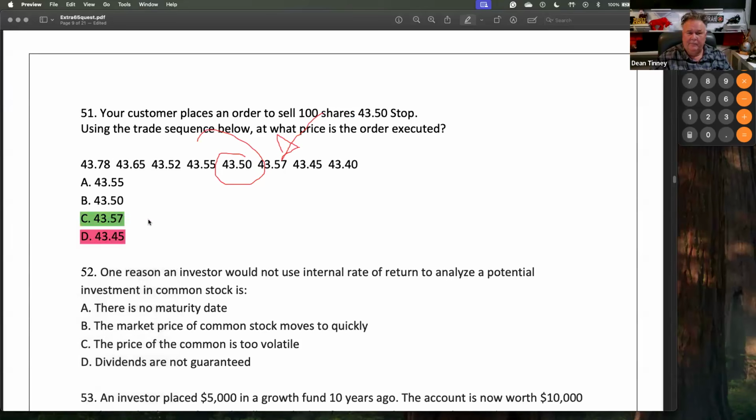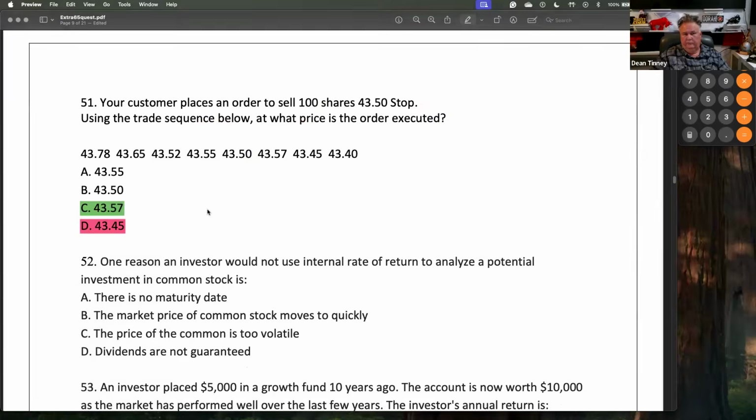Now, you are maybe misreading this. If this said 43 stop limit, now it would become a live limit order, not a live market order, and you would have been correct, right? You can either turn it into a market order or you can turn it into a limit order. This order turns into a market order.